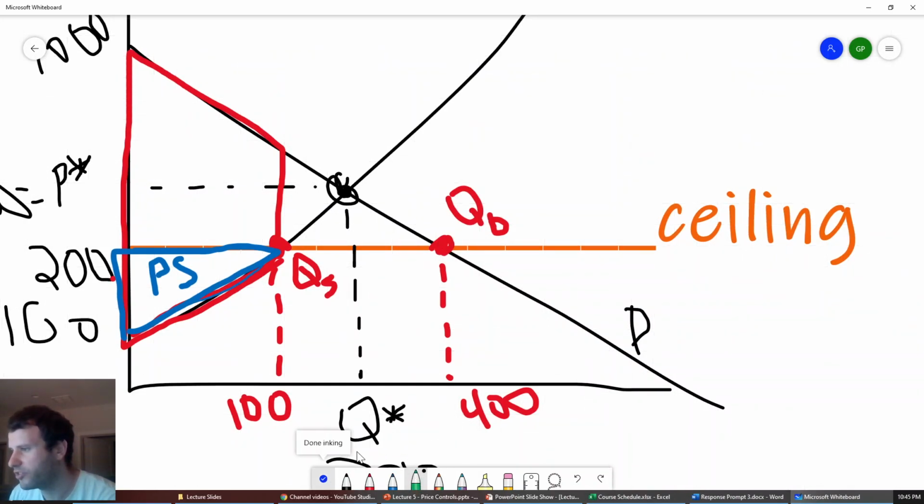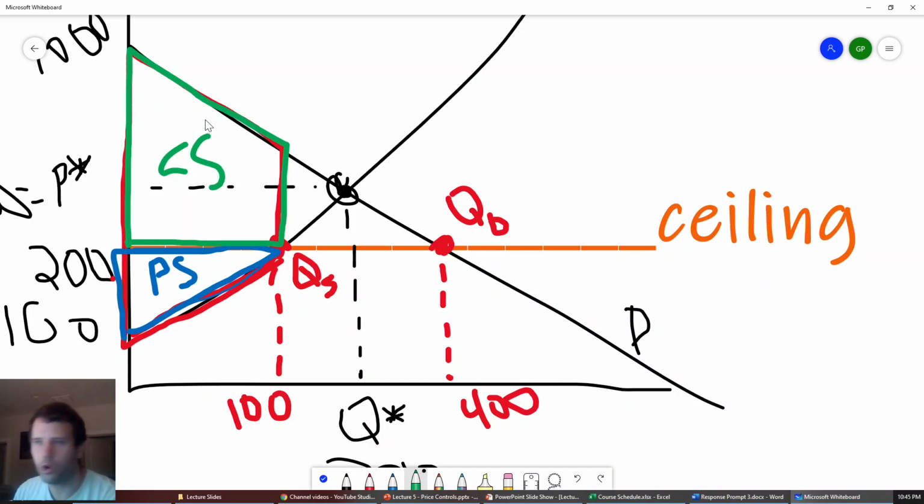And then what is the consumer surplus? It's going to be this area now. The whole green trapezoid is your consumer surplus. And remember, why is it a trapezoid? It's a trapezoid because you can only get consumer surplus on the things that you buy. So presuming that the good goes to the highest willingness to pay people, the people who are getting consumer surplus are only going to be those people.